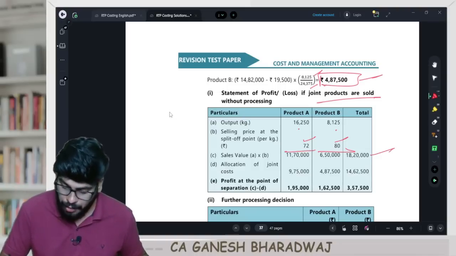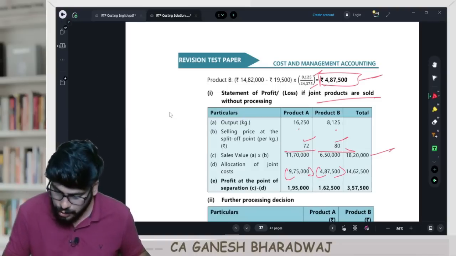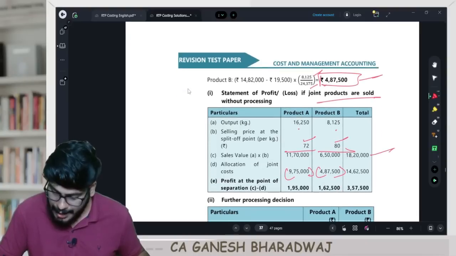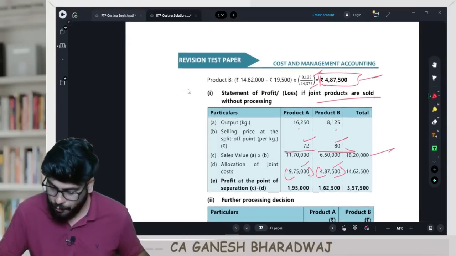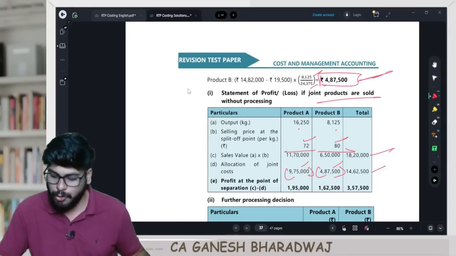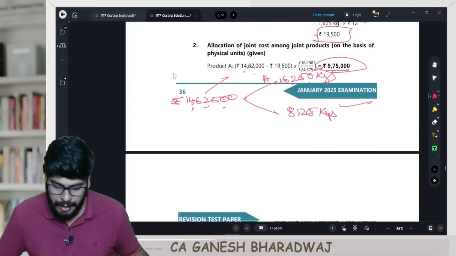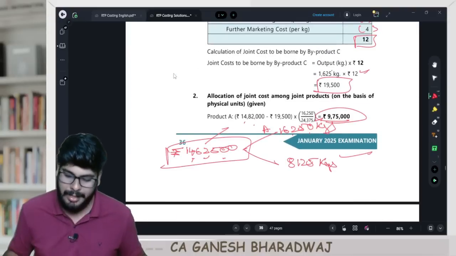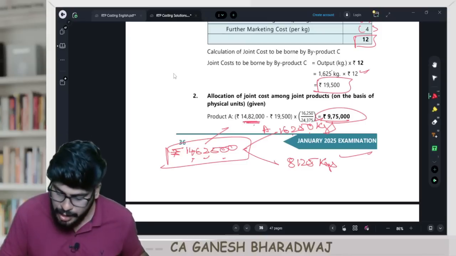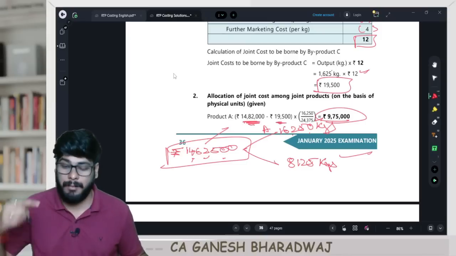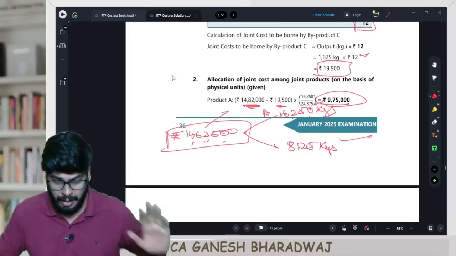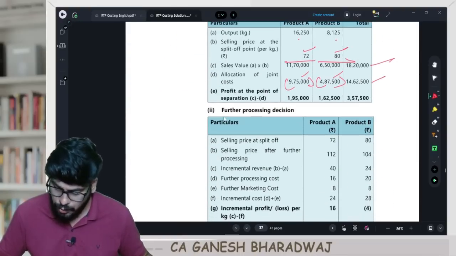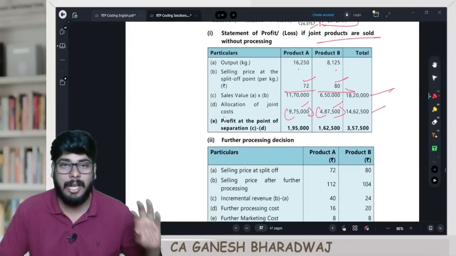Less allocation of joint cost. We just found out these two figures: 9,75,000 and 4,87,500. If you add up the two, you get 14,62,500. This is the figure that I had mentioned. This is nothing but 14,82,000 minus the NRV from byproduct of 19,500. Clear with this, guys? Once you do that, you get your product wise allocation of joint cost.